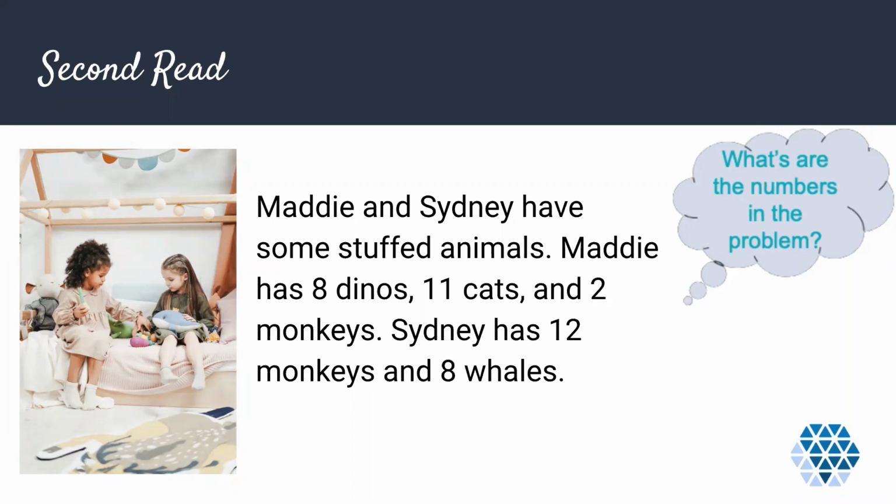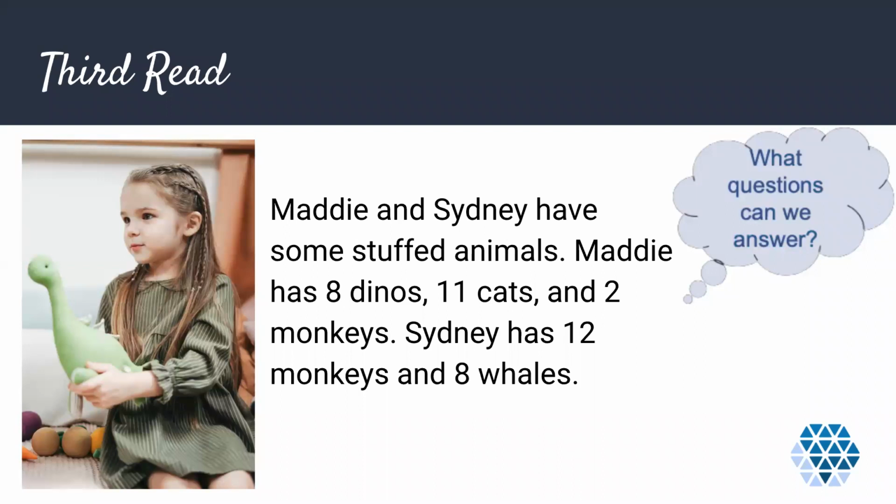So, Maddie and Sydney have some stuffed animals. Maddie has 8 dinos, 11 cats, and 2 monkeys. Sydney has 12 monkeys and 8 whales. Now we're asking the students, what are the numbers in the problem? What do those numbers mean? How are they related? Finally, in the third read, here we have the exact same information as the second read.